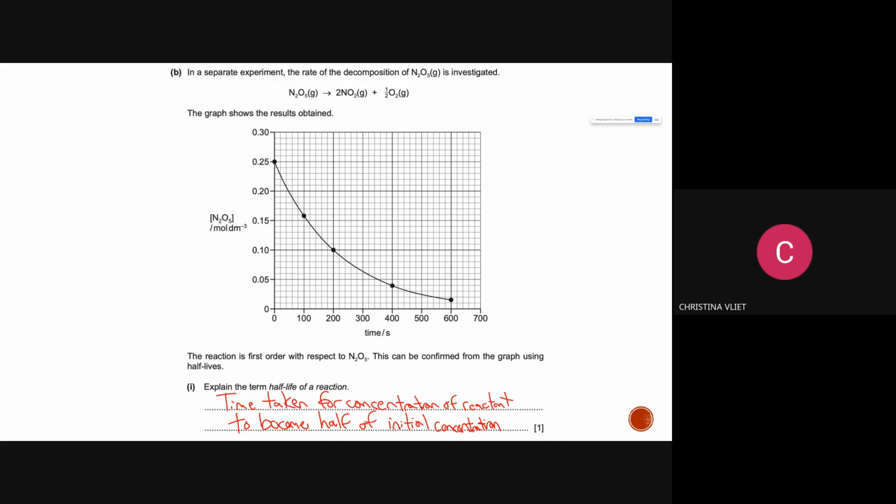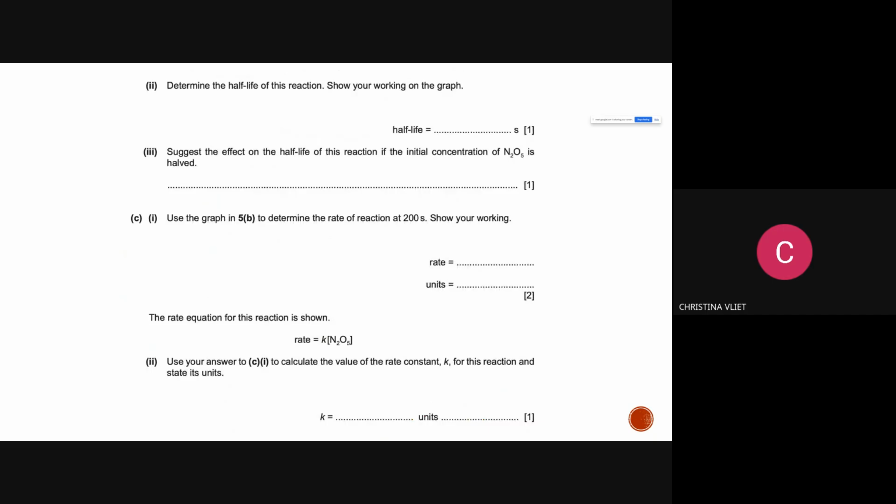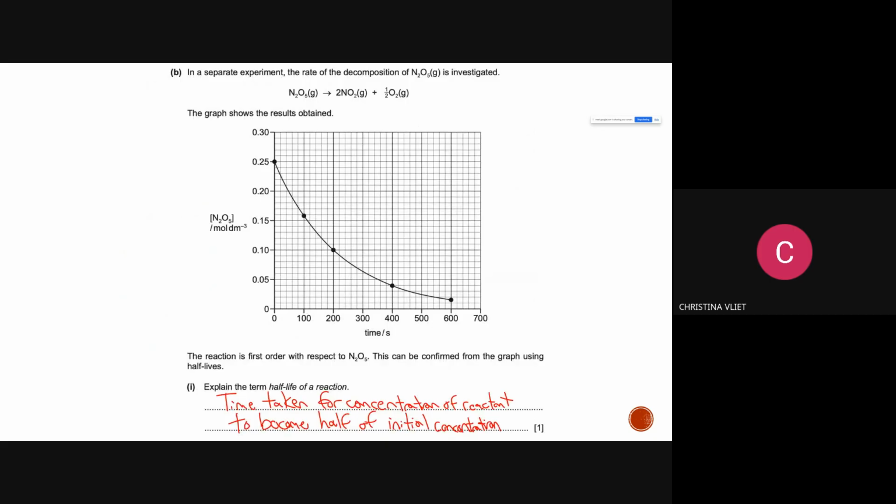So it's just the time it takes for the concentration to be half of what it initially was. So that's the first point. The second point is the one that I really wanted to show you: how can you show your working on the graph to determine the half-life? It says here, determine the half-life, show your work on the graph. So how would we do that?